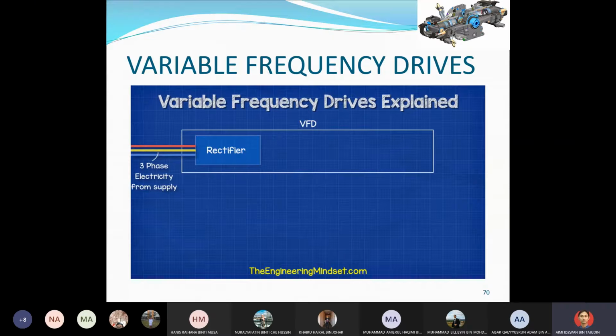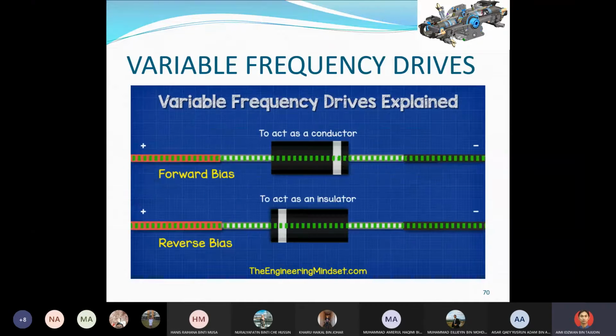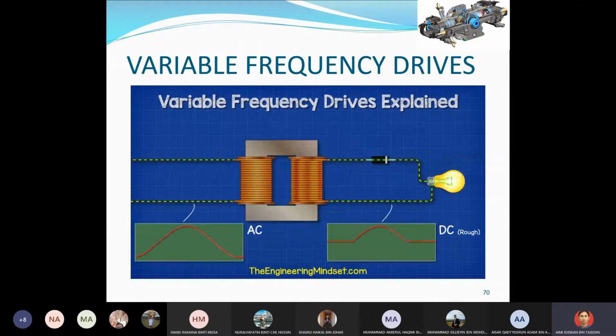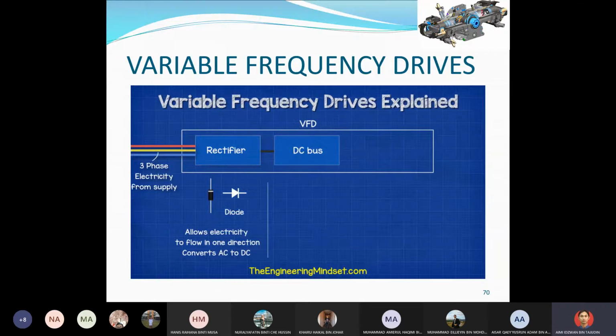The three phases enter the VFD and connect to the rectifier. The rectifier consists of multiple diodes connected in parallel. Diodes only allow electricity to flow in one direction and block it coming back in the opposite direction. As AC flows forwards and backwards, we control the path it can take, and this gives us a rough DC output.